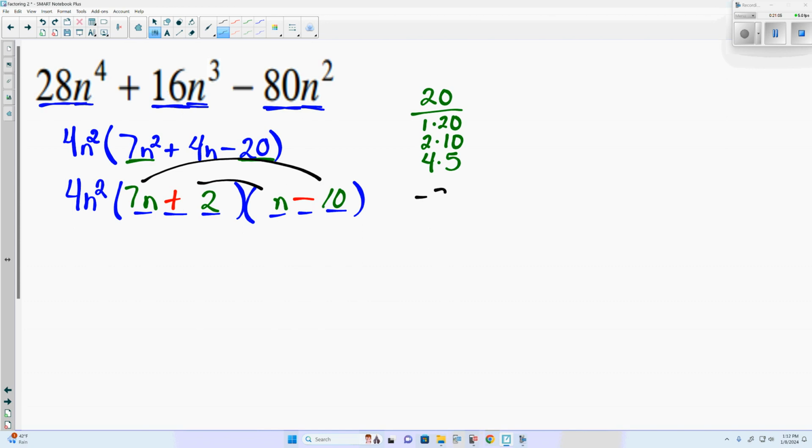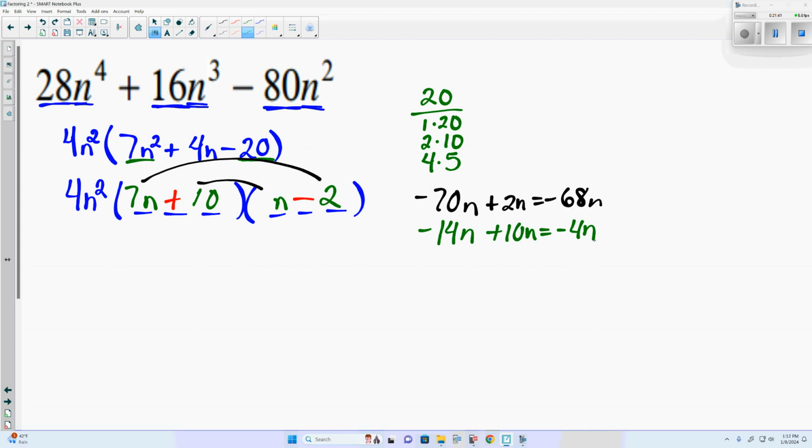7n times negative 10 is negative 70n. 2 times n would be plus 2n. Negative 70n plus 2n is negative 68n. Now before we try a different one, let's switch these and try it again. 7n times negative 2 is negative 14n. 10 times n is plus 10n. Negative 14n plus 10n is negative 4n.